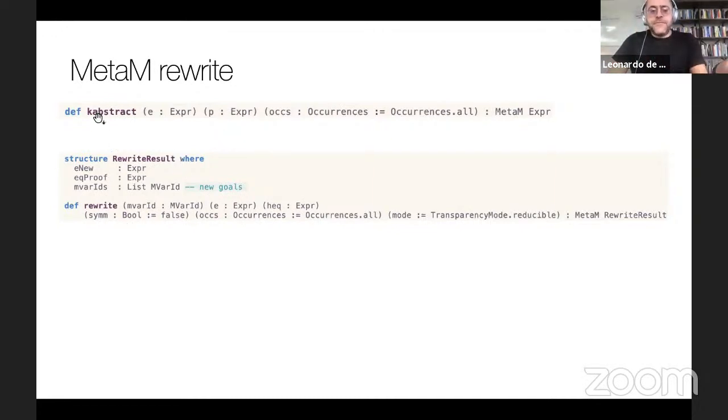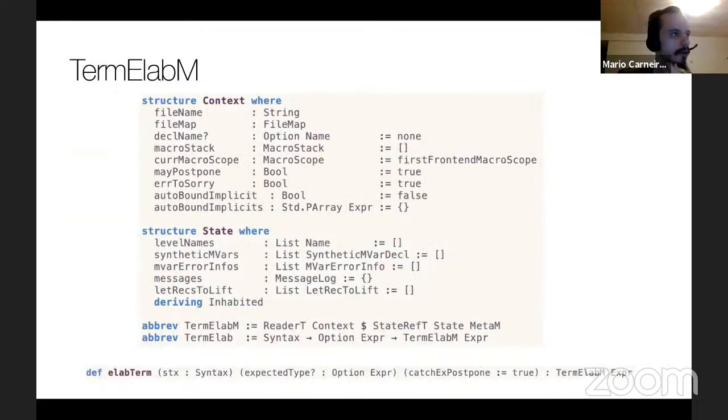Rewrite is the main customer of this K-abstract. K-abstract is essentially implementing the idea of key matching. You're trying to abstract in a term E the pattern P, and we use this for computing motives. We use it to rewrite. And probably you found some use, because I saw that you exposed this functionality to Lean 3 Mathlib developers, right? Yeah, I actually had a comment about that.